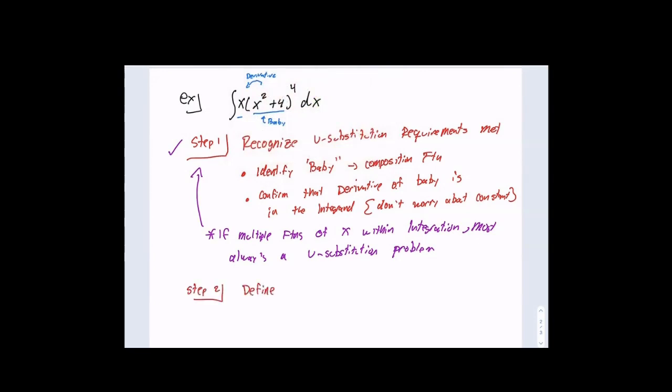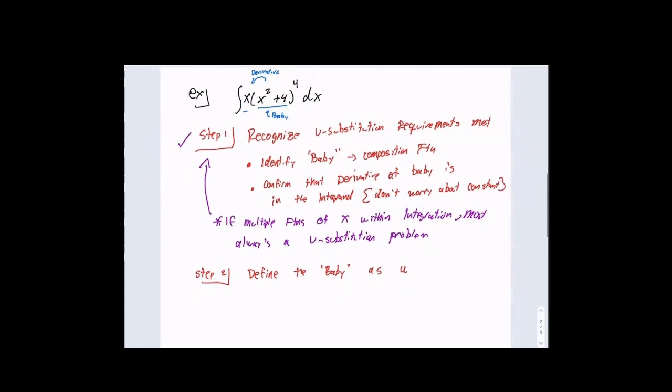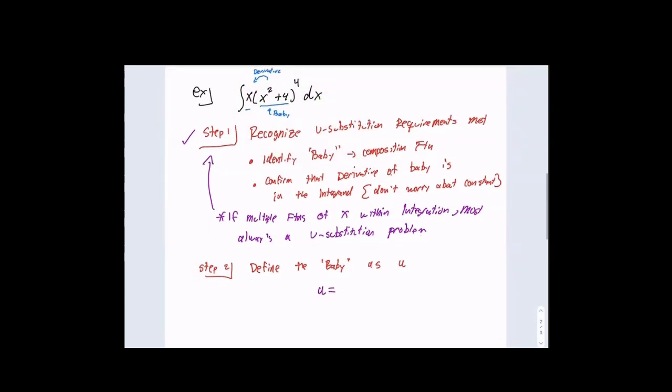Define the baby as u. Okay? So, in this case, u is what? What is trapped? And typically, u will have multiple terms. Okay. X squared plus 4. All right, so u is x squared plus 4.